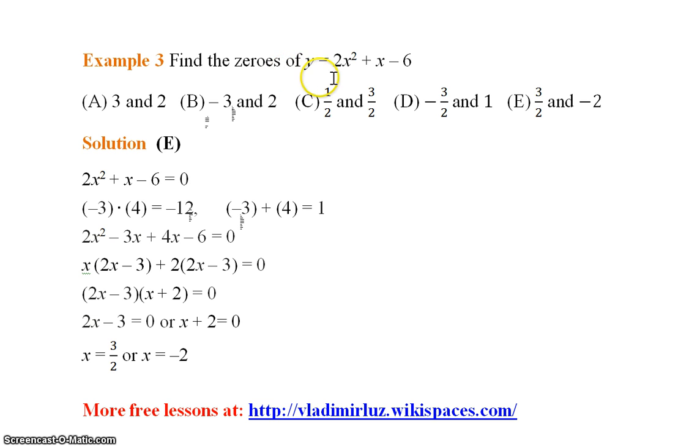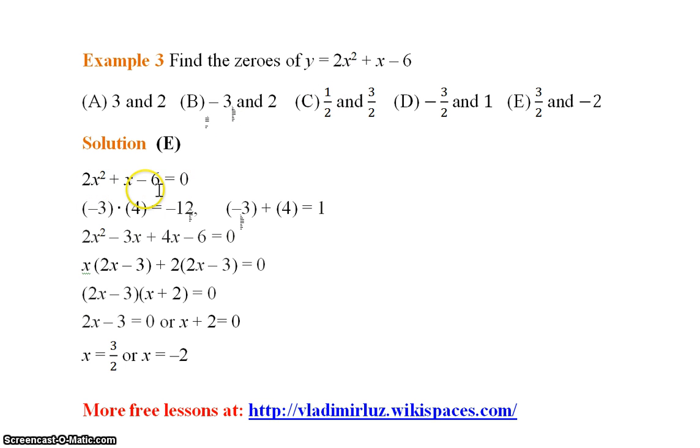Find the zeros of the function y equals 2x squared plus x minus 6. This function is called a quadratic function because y equals the quadratic trinomial. You have 5 possible answers and you must choose one of them. The right answer is E. In order to find the zeros of the quadratic function, we equate the quadratic trinomial to 0.